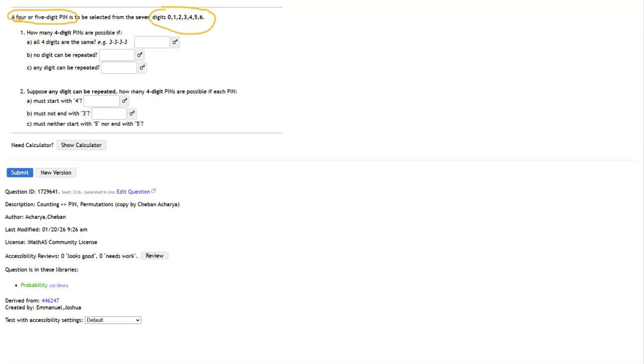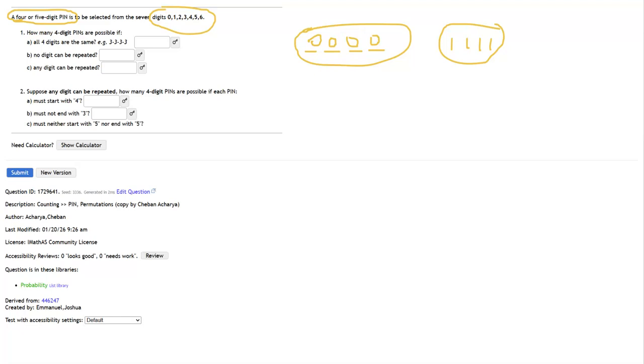Question number 1 asks how many 4-digit pins are possible if all 4 digits are the same. So you have 1, 2, 3, 4 digits, and these all are the same. It could be 0, 0, 0, 0. Another pin could be 1, 1, 1, 1. It's going to be like this one.